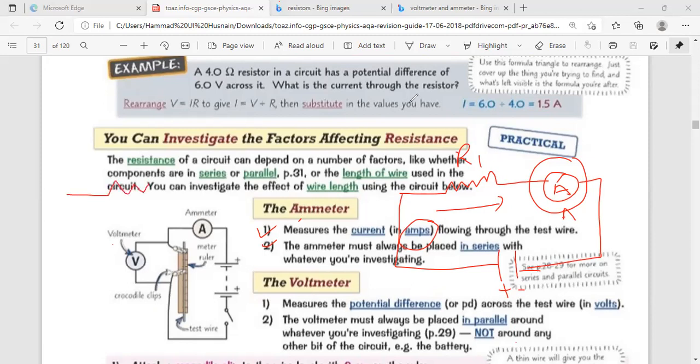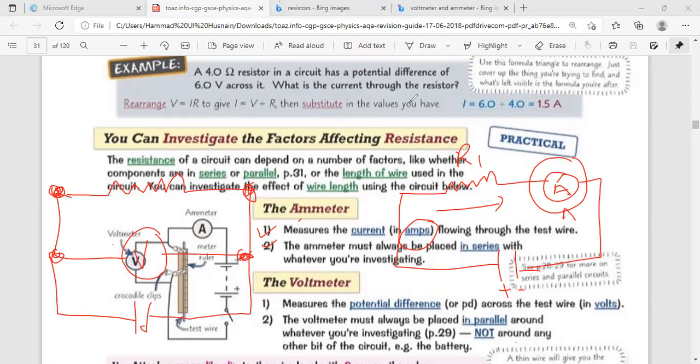Similarly, if you want to measure the potential difference across this component, we will use this voltmeter in parallel to this circuit, in parallel to that resistor. Why so? Because we know that the potential difference is the same across parallel components. The potential difference at these two ends will be the same. So that's why we connect the voltmeter in parallel to the circuit and the ammeter in series to the circuit. So now you got my points.